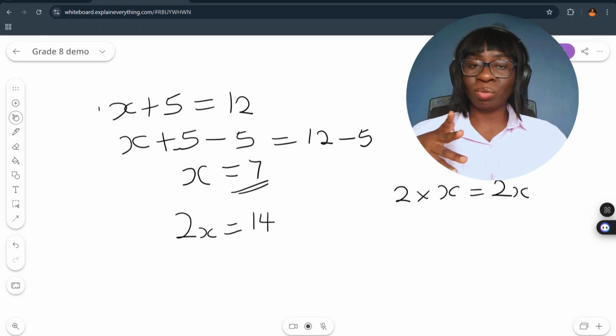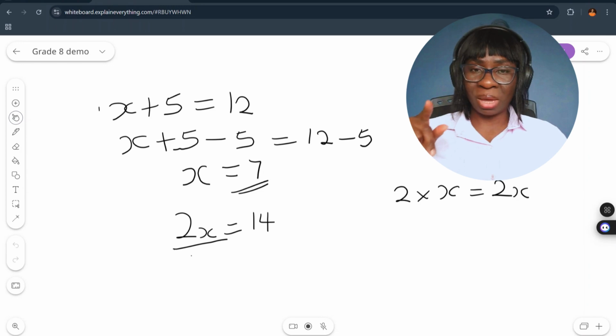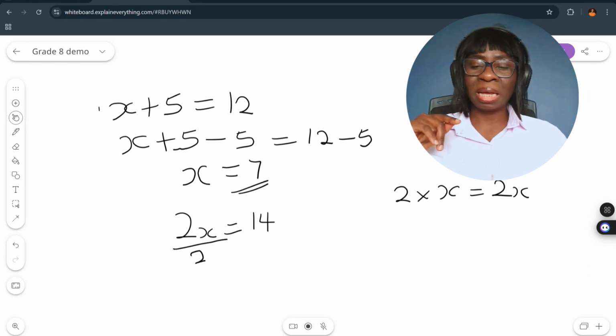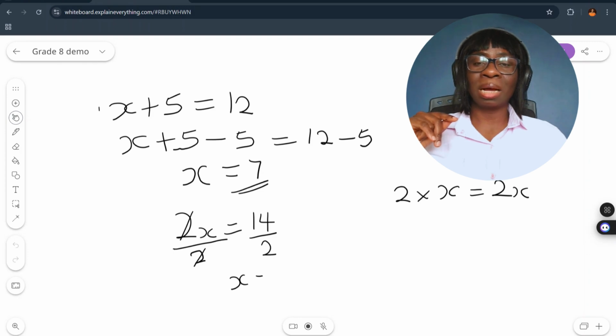So since we have 2x here, that is 2 times x. So what is the opposite operation of times? That's divide, correct. So we divide both sides by the coefficient of x, that is the number that is beside x. That will be divide both sides by 2. So that 2 will cancel 2 here, and 2 will go here 1, 2 will go here 7 times. So that here now we have x equals 7.